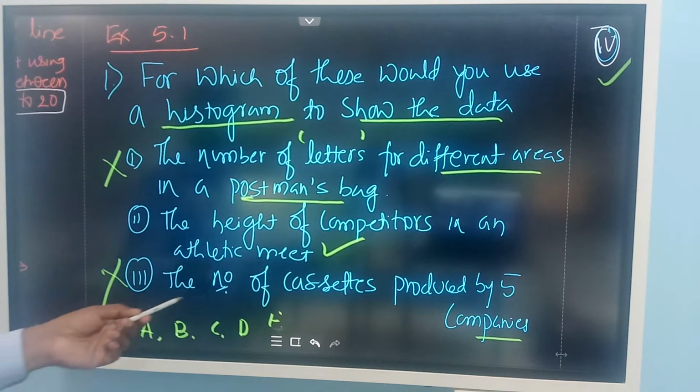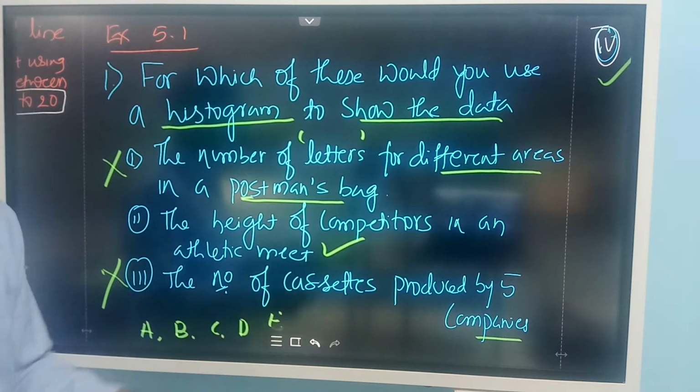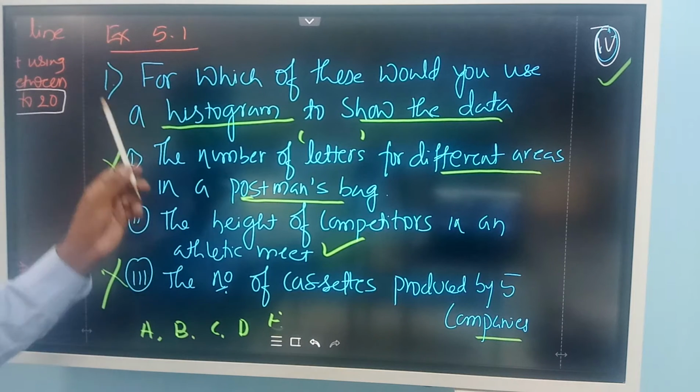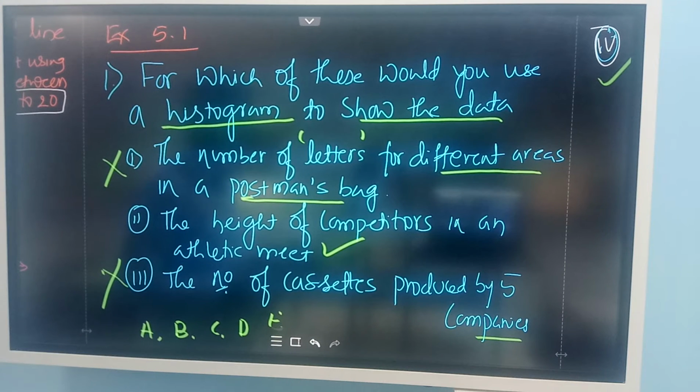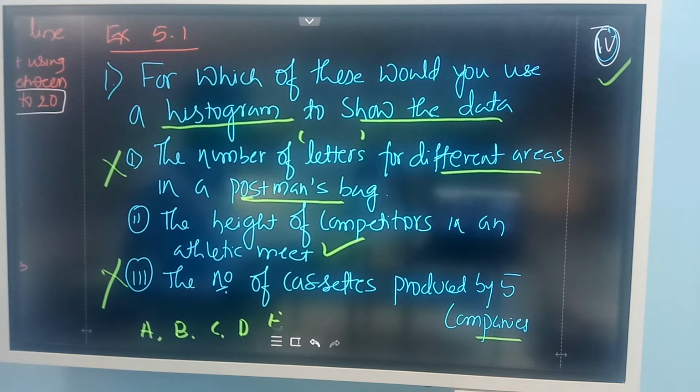The third one, the number of cassettes produced by 5 companies. 5 companies means company A, company B, C, D, E. For every company you can represent using a bar. You cannot group here, so grouping is not possible. Each company can be represented as one bar, so it is for a bar graph.